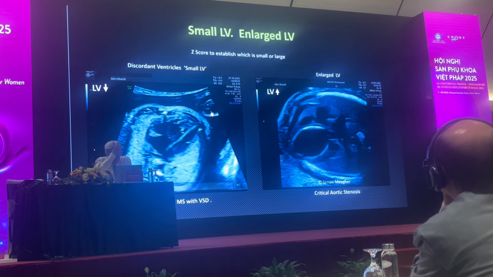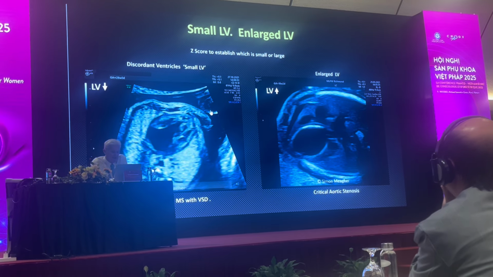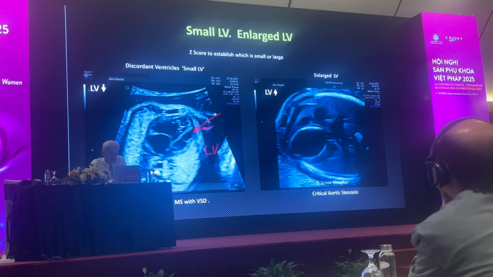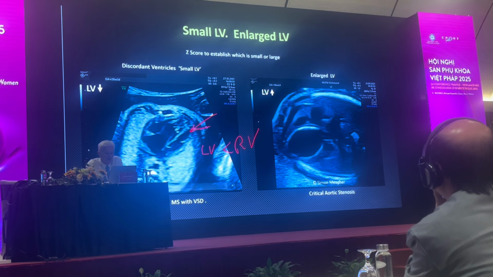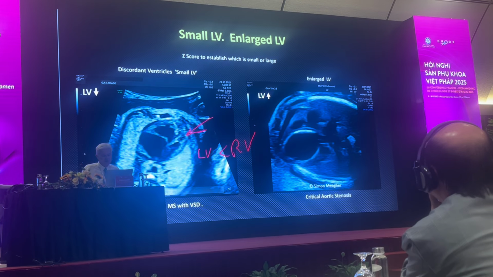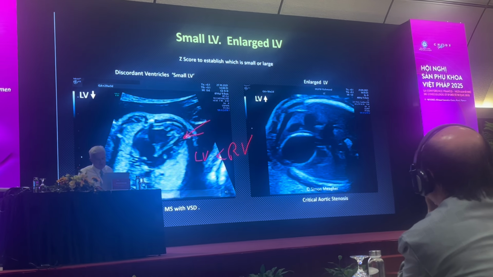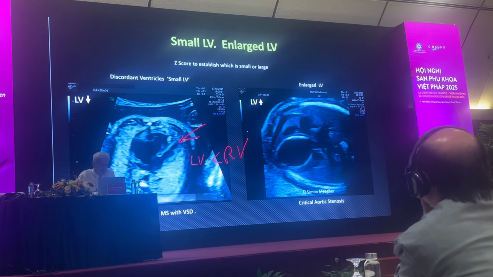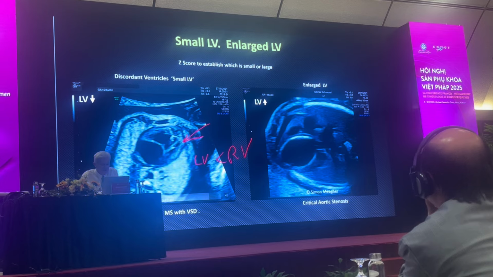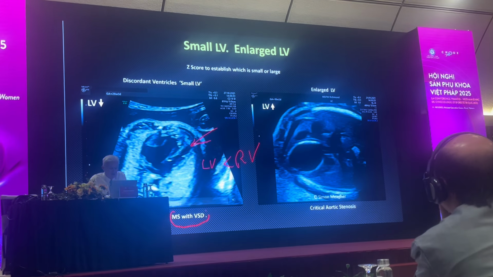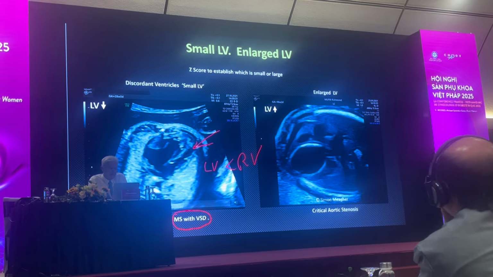This baby is not a complete hypoplastic left heart. It is just the left ventricle is smaller when compared to the right ventricle. And any time you see this, you need to consider a number of diagnoses. The most common explanation is coarctation of the aorta. Then next, interrupted aortic arch. Next, mitral stenosis with VSD.